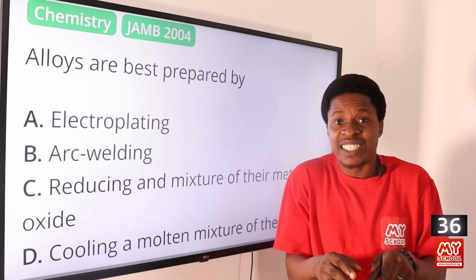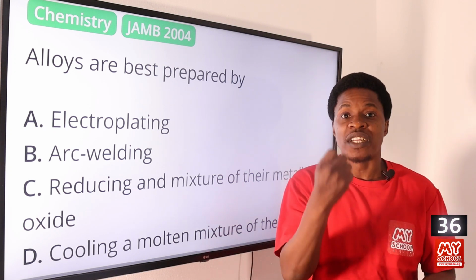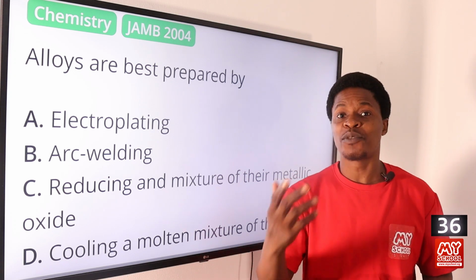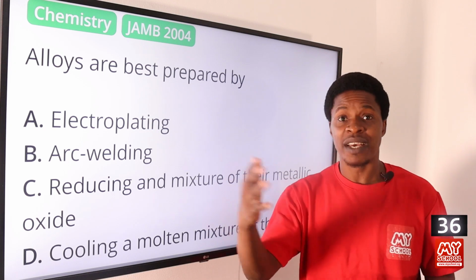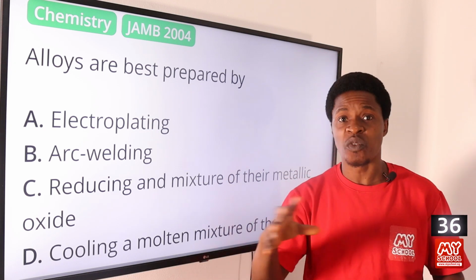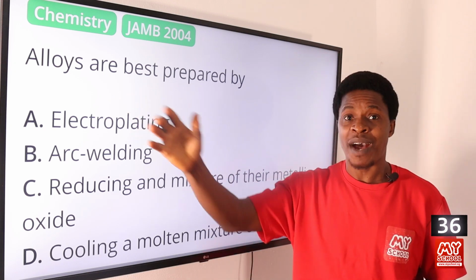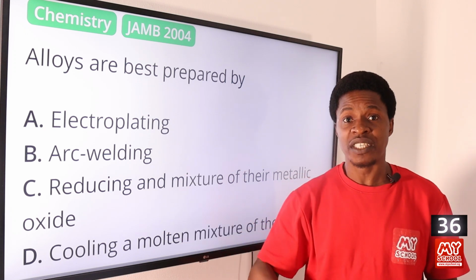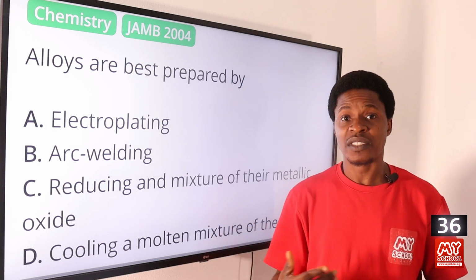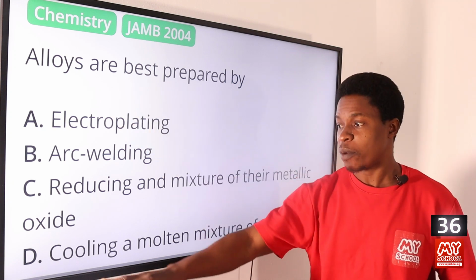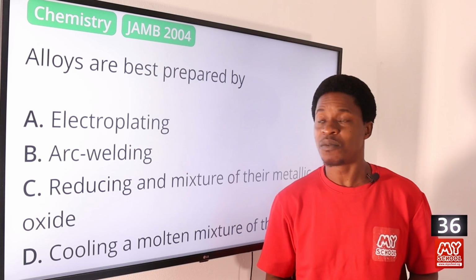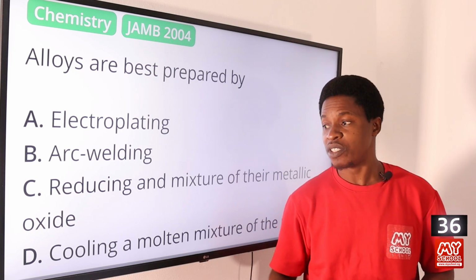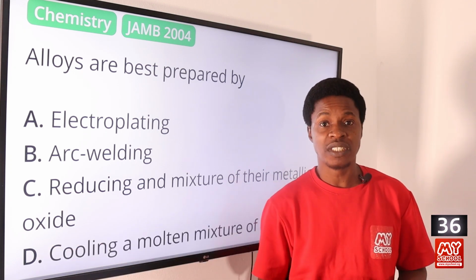Once it gets cooled, it becomes solidified. That is the process used in making all those spanners that are used in the mechanic workshop, in engineering, and some of those equipment. Some of them are from alloys. They melt them, they cool them, it solidifies, and then it comes into that shape. So that's how alloys are formed. So option D says cooling a molten mixture of the metals. That is the way in which alloys are prepared. So the correct answer is option D.